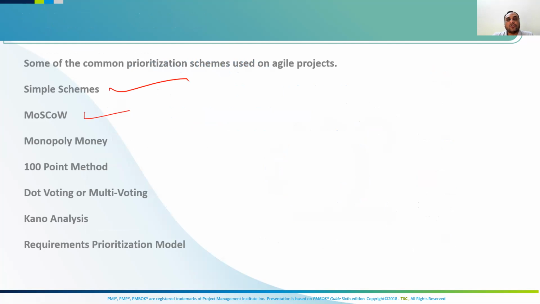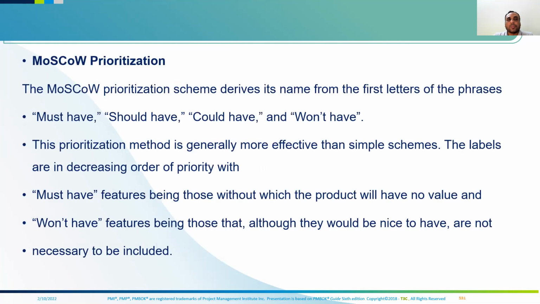Or there is MoSCoW. What is MoSCoW? Must have, should have, could have, won't have. We'll go into detail. Monopoly money, where whoever has the highest money will be done first. Or the 100-point method, where whoever has the highest points will be done first. Or multi-voting, or Kano analysis, which we are going to look at now.